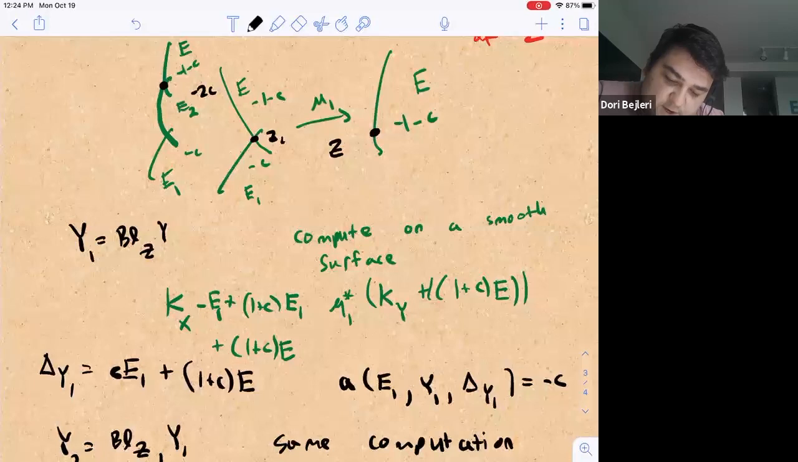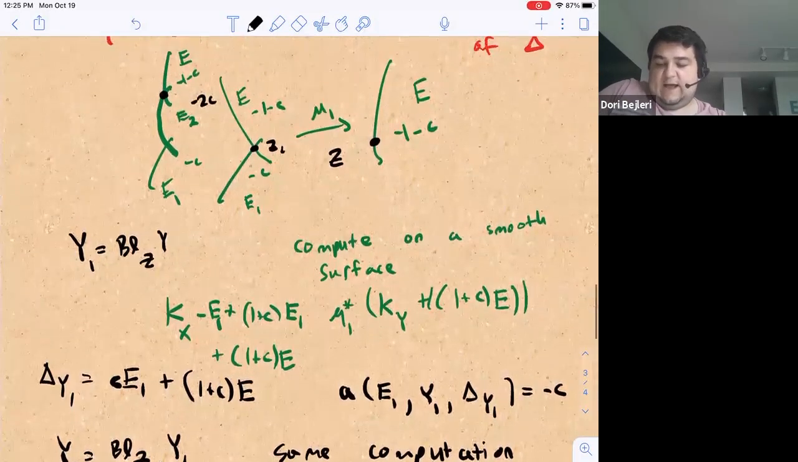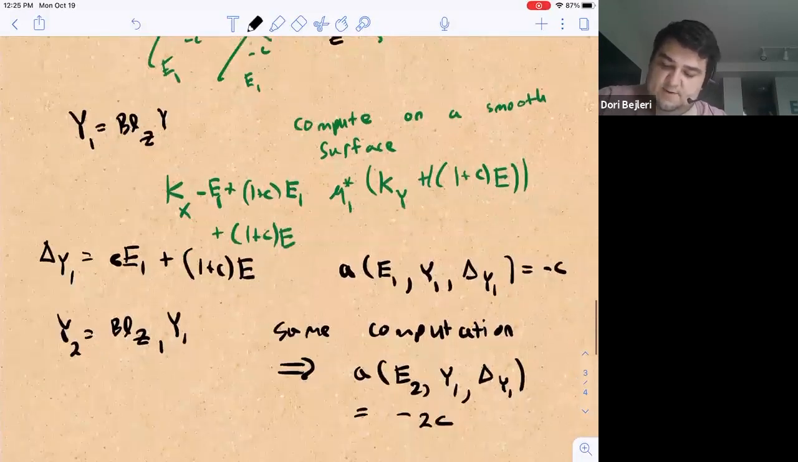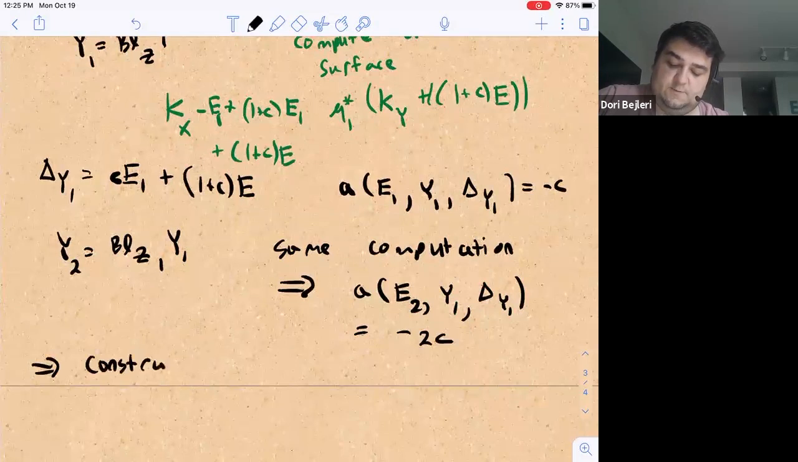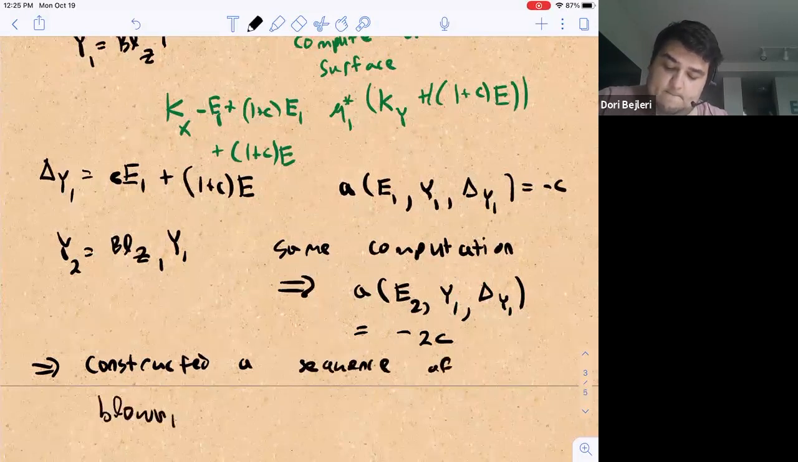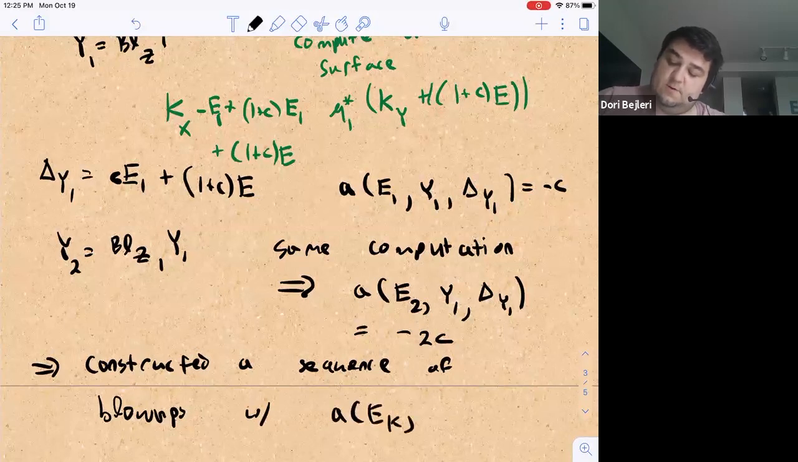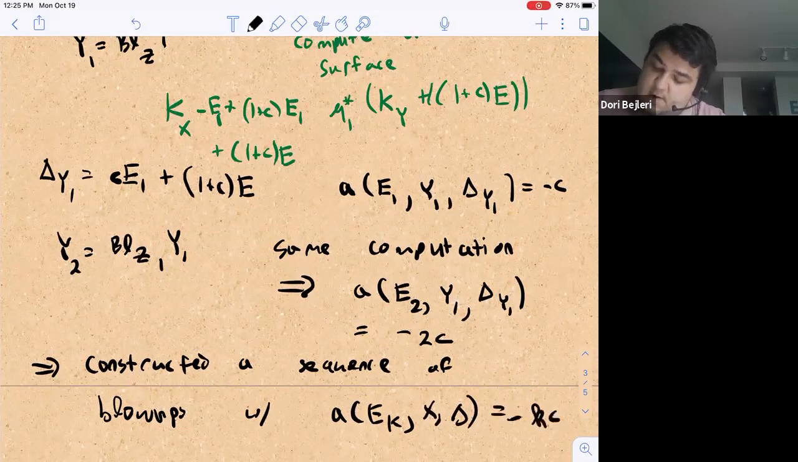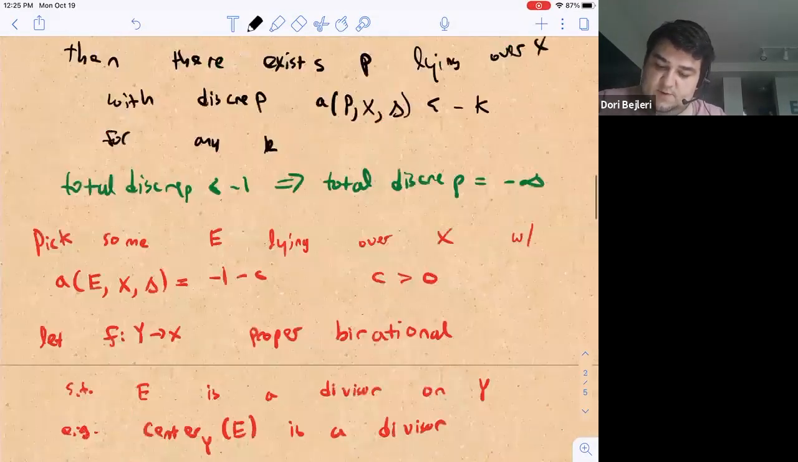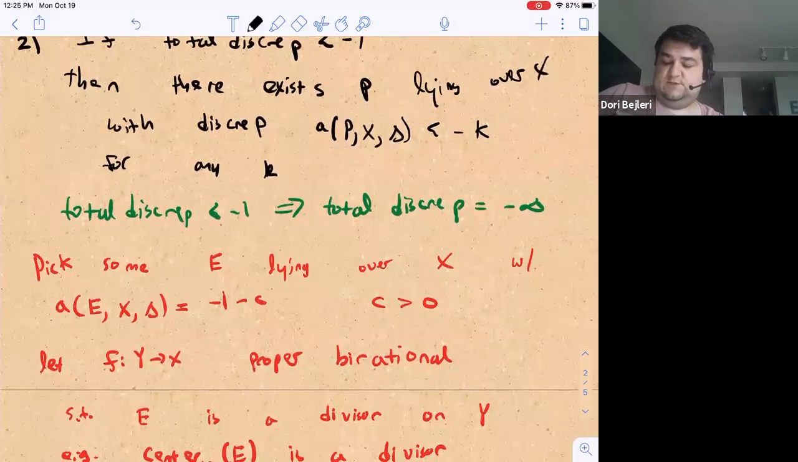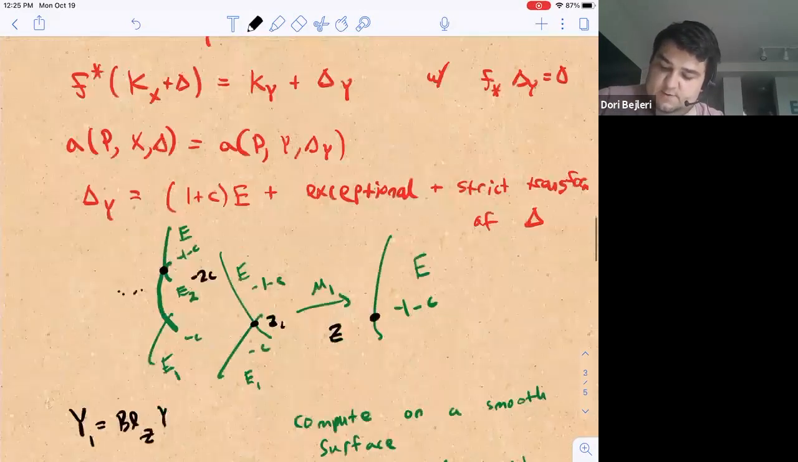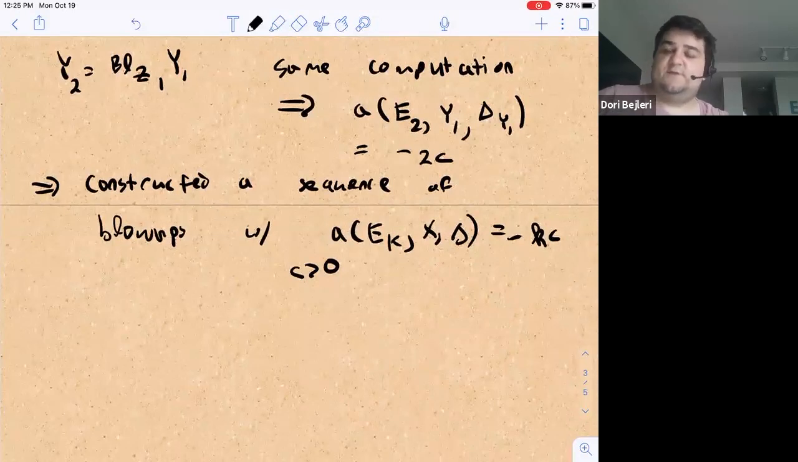And now we keep going. Now we blow up this point, and this introduces a new divisor with discrepancy minus 3c. And we keep making our pair on delta to be exactly this pullback divisor so that the discrepancy is the same as that on X. So in this way, we've constructed a sequence of blowups with discrepancy of this Ak, which is the exceptional of the kth blowup, equal to minus k times c, but c was positive because it was this number, so that E was an exceptional divisor whose discrepancy was minus 1 minus c. And so our discrepancies get arbitrarily smaller, and so our total discrepancy is minus infinity.